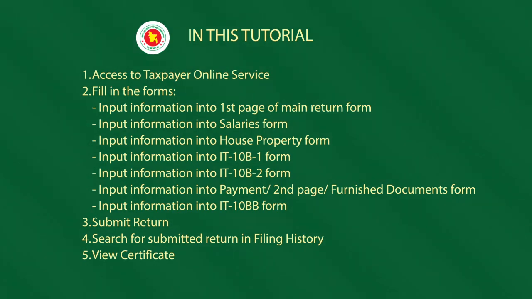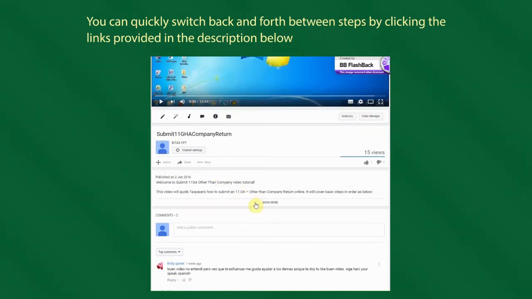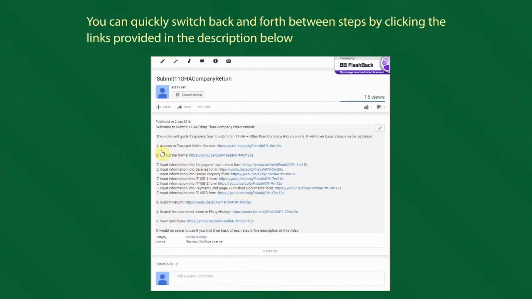Number 1. Access to Taxpayer online service. Number 2. Fill in the forms. Number 3. Submit return. Number 4. Search for submitted return in filing history. And number 5. View certificate. It will be easier to use if you find the time track of each step in the description of this video.